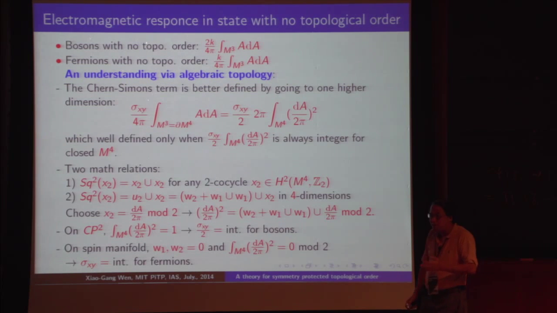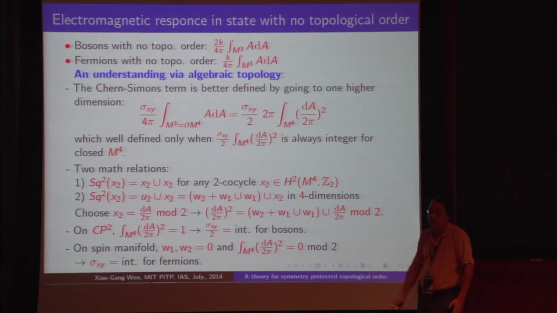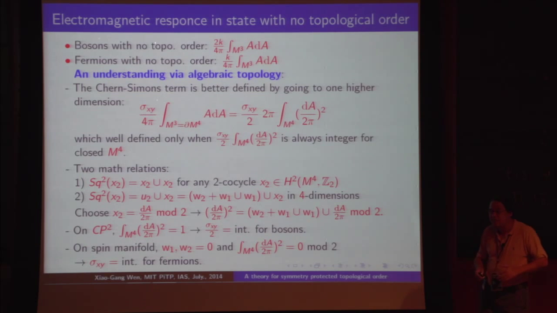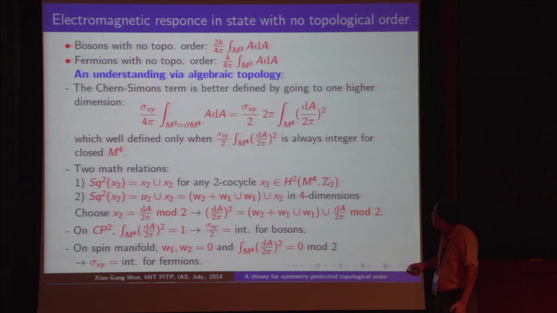However, for the bosonic case, M4 does not have to be a spin manifold. So this quantity can be equal to 1. Therefore that requires sigma xy over 2 to be an integer. So this is an algebraic topology way to see the difference between boson and fermion, and therefore the electromagnetic response for the boson system and the fermion system with no topological order are different. This is kind of an interesting thing.